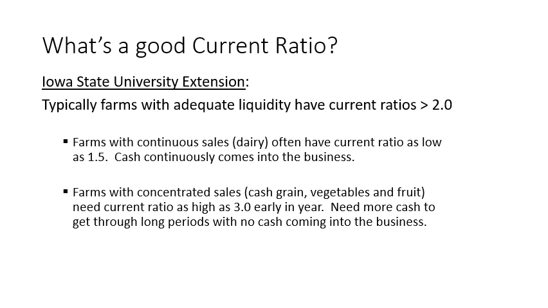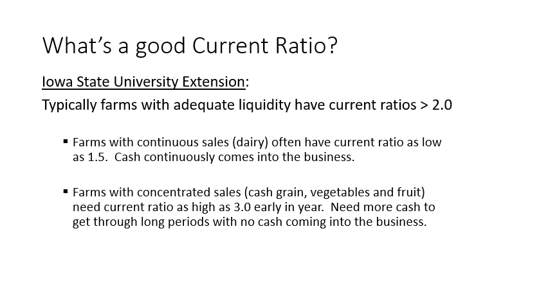Farms that have continuous sales, like dairy, where there's cash coming in all the time, can have current ratios as low as 1.5. Farms that have really concentrated sales at the very end of the year are going to need a much higher current ratio early in the year in order to show that they've got enough cash to get them through those long periods of time with no cash coming into the business.